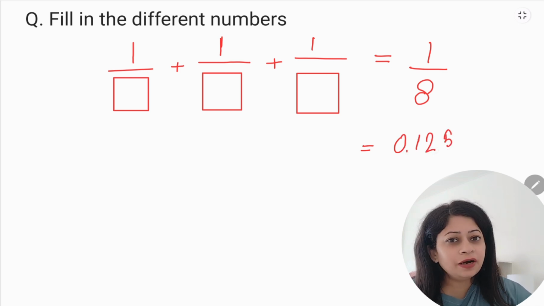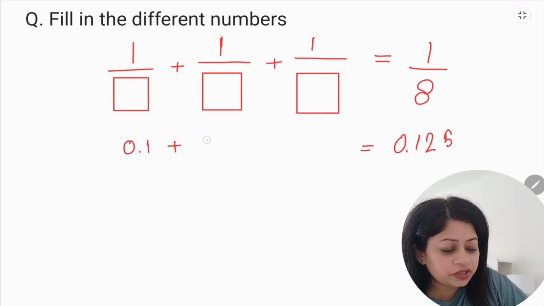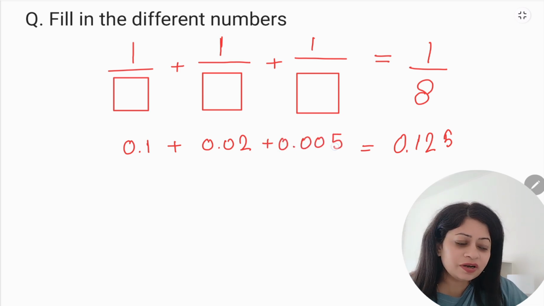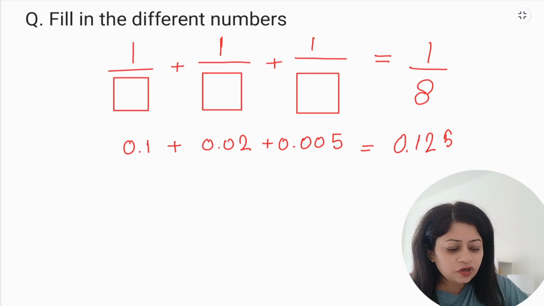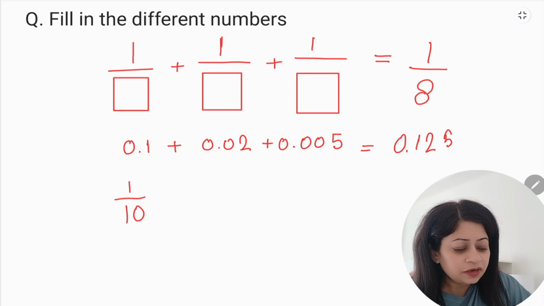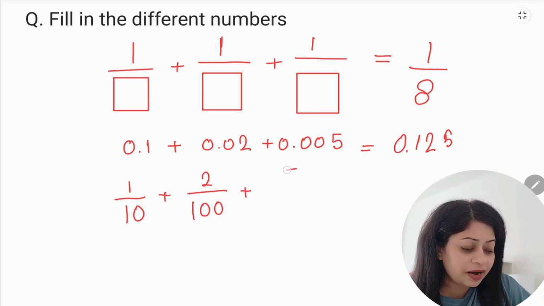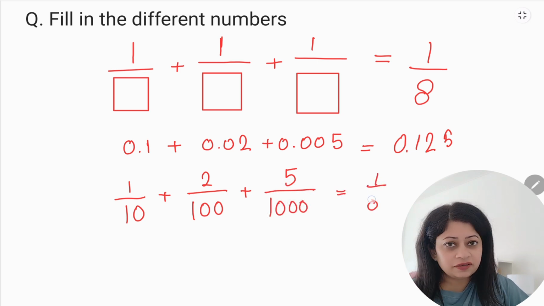Now 0.125, I can write it like this: 0.1 plus 0.02 plus 0.005. Right or not? Why? Because now if I add these numbers, I will get this. Now the main purpose is to write these numbers as fractions, right? 0.1 can be written as 1 by 10, plus this can be written as 2 by 100 and this can be written as 5 by 1000. So now when we solve them, we will get 1 by 8, right?